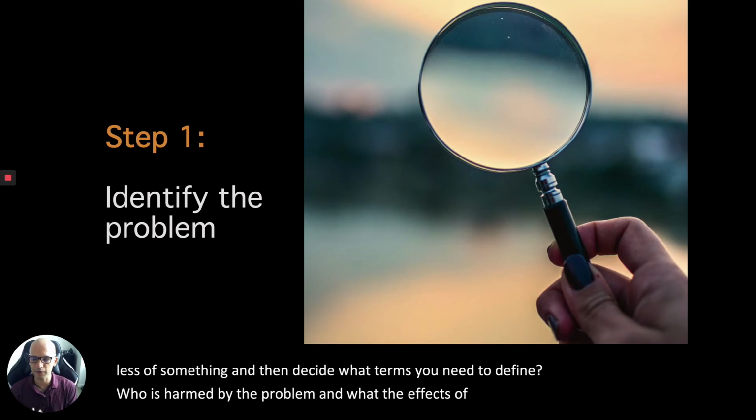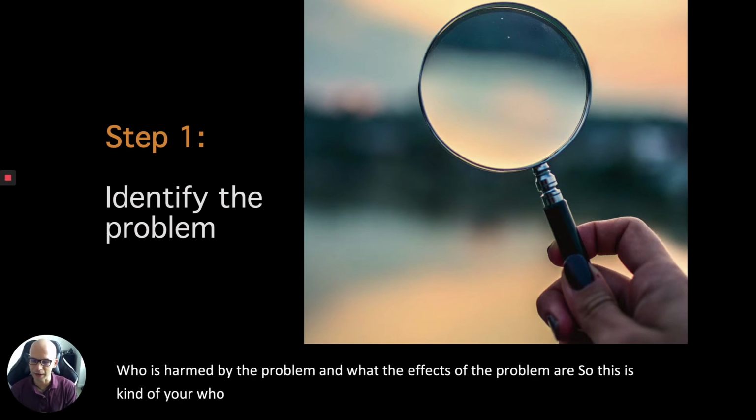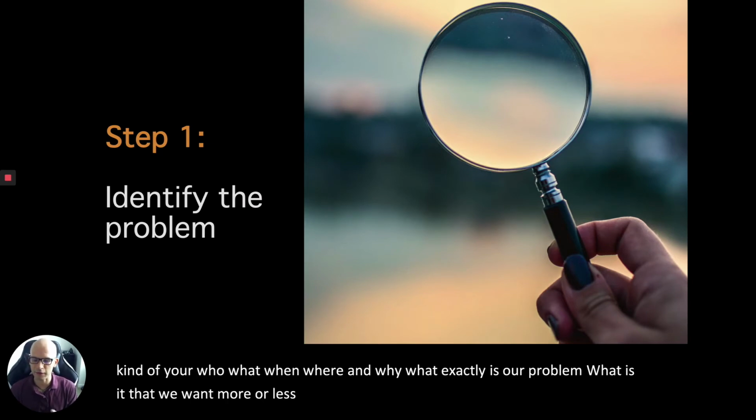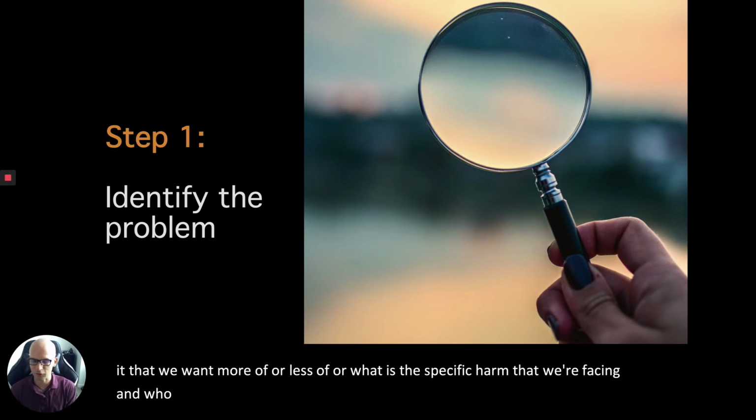So this is kind of like your who, what, when, where, and why. What exactly is our problem? What is it that we want more of or less of? Or what is the specific harm that we're facing? And who is part of that issue? And what is exactly at play with this harm?